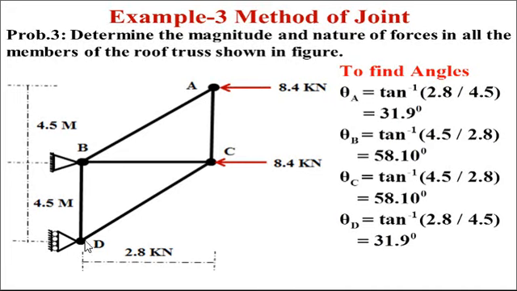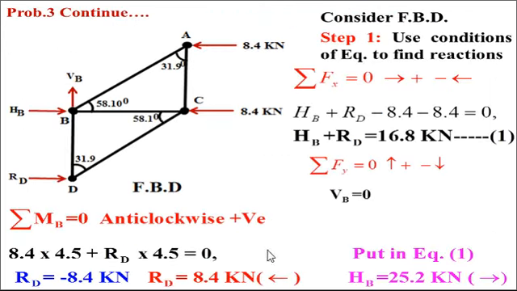Now draw the free body diagram. There is a roller at D point, which means one unknown. There is a hinge at B, which means there will be two unknowns. Okay. So draw the free body diagram like this. At B point there are two unknowns. At D point there is one unknown. So use the conditions of equilibrium.